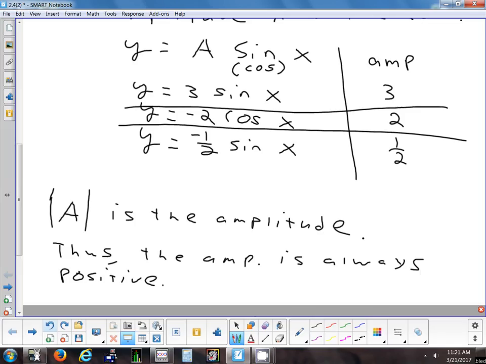Any questions on that? We're going to go through some sketches, and we'll do one with a negative so you can see how that works.